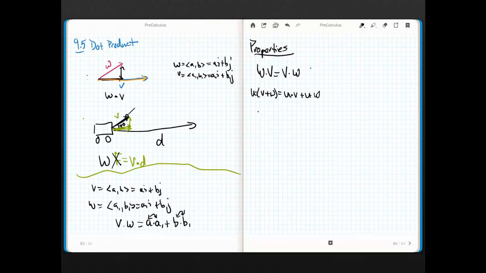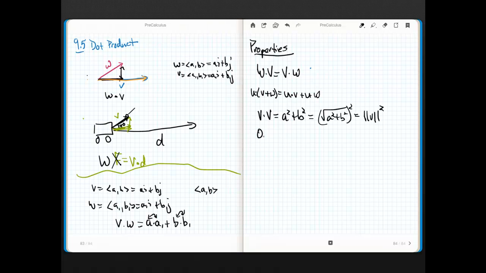All right, now what do you think this one is? What do you think that V dot V is? Well, again, let's just let V equal A, B, okay? So do you agree that if I dot V with itself, isn't that just A squared plus B squared, which is really the square root of A squared plus B squared, squared, right? And what do we know that the square root of A squared plus B squared is in terms of vectors? Well, it's the magnitude of V squared.